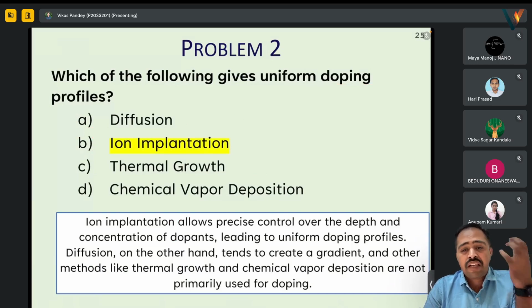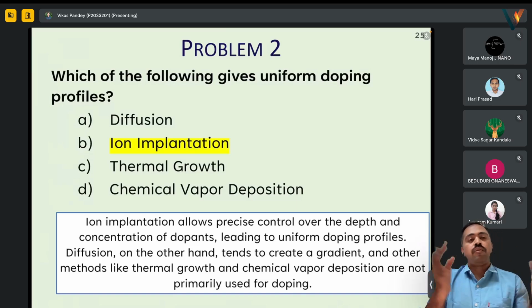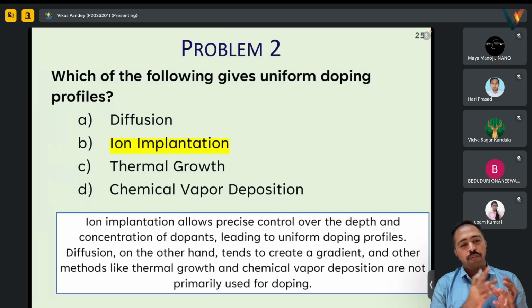Diffusion creates a gradient. It is mostly the flow of dopants by their own virtue; due to the temperature they will flow. In case of ion implantation, we are putting them at specific positions.